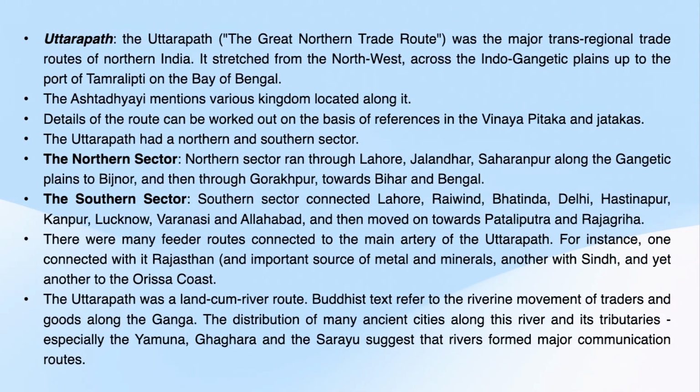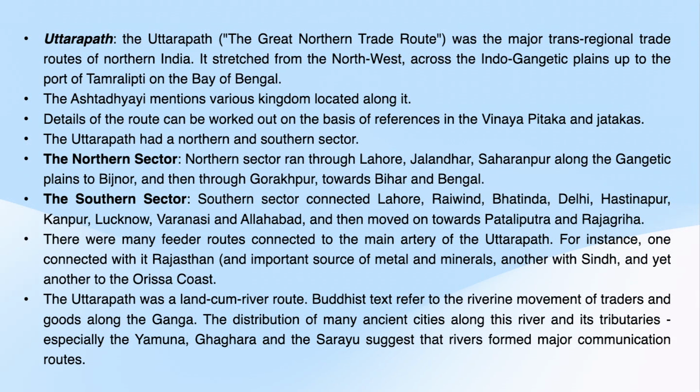So, in detail, Uttarapath was a major trans-regional trade route of North India, which stretched from the northwest across the Indo-Gangetic plains up to the port of Tamralipti on the Bay of Bengal. The Ashtadhyayi mentions the various kingdoms that were located along it. Details of the route can be worked out on the basis of references in the Vinaya Pitaka and the Jatakas. The Uttarapath had a northern and a southern sector.